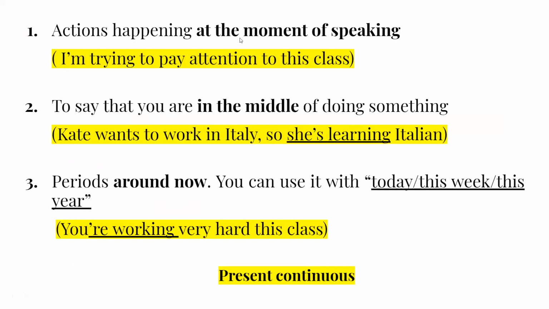We use it to talk about actions happening at the moment of speaking. For example, I'm trying to pay attention to this class. Also, to say that you are in the middle of doing something. For instance, Kate wants to work in Italy, so she's learning Italian. And finally, periods around now. You can use it with today, this week, this year. For example, you're working very hard this class.